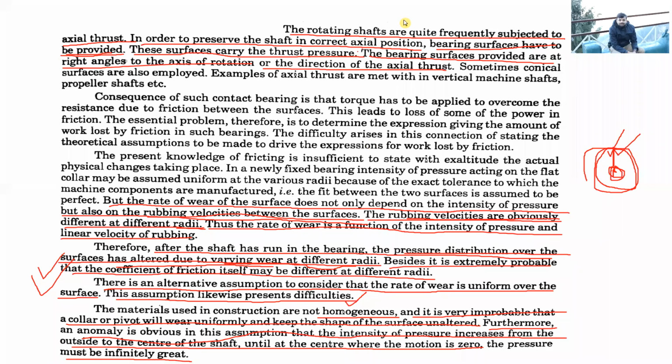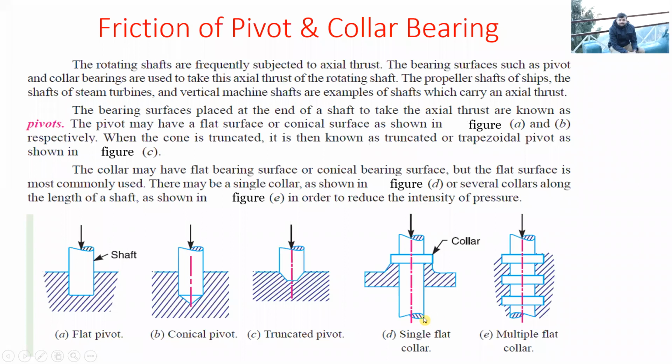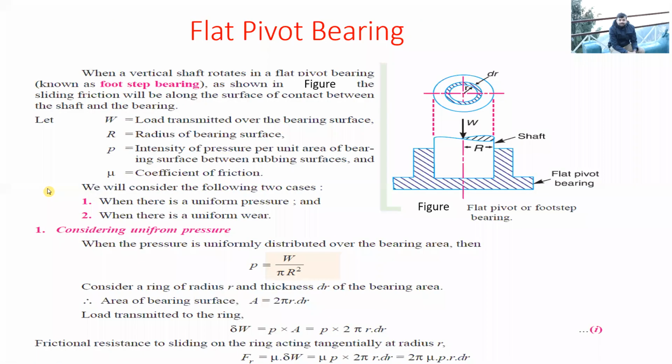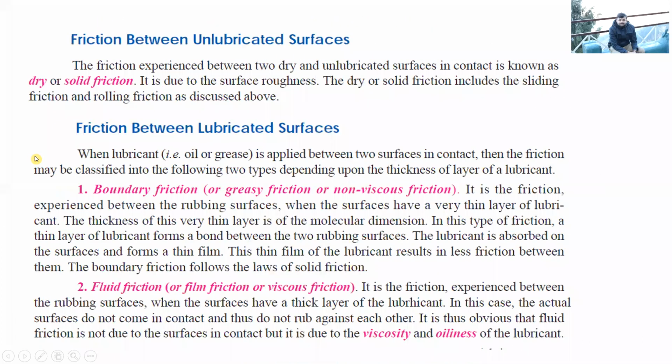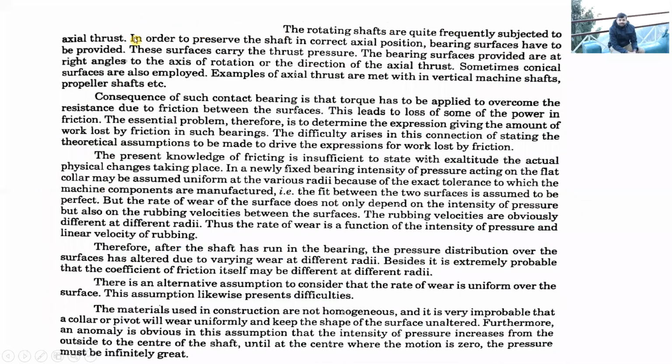Now, how will we take that? We will discuss for all different types of bearings, that is flat pivot bearing, conical pivot bearing, and single flat collar bearing. So this we'll be discussing in the further classes. I hope this is clear to you. What is friction? What are different types of friction? What are different types of lubrication? And friction and pivot bearing we will be studying with the help of the two theories which we will be considering.